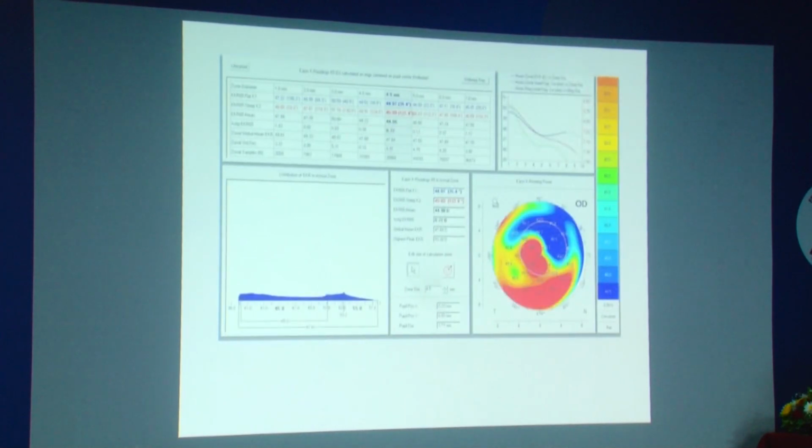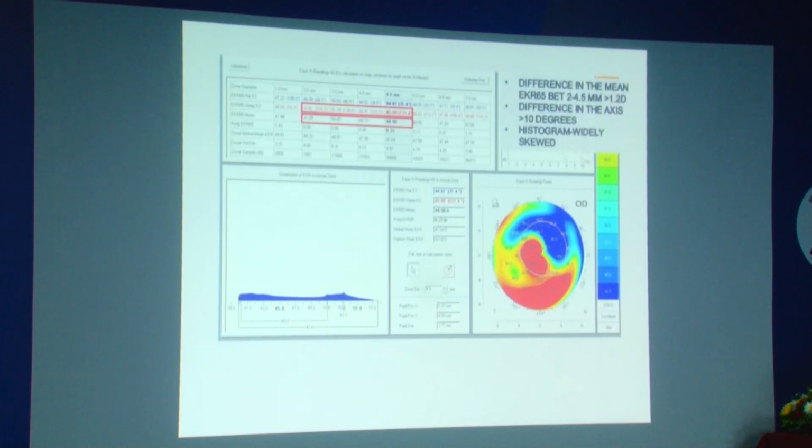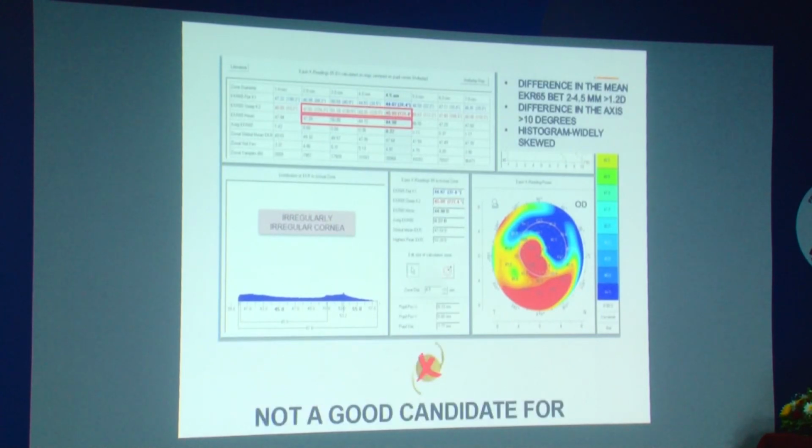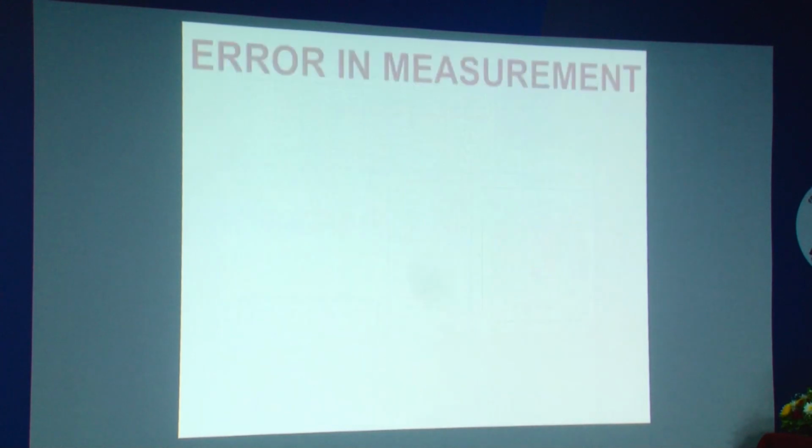So this shows that this patient has a regularly irregular cornea, and therefore he's a good candidate for a toric IOL. On the other hand, if you see this EKR 65 map, you see the amount of difference in the mean EKR 65 reading between 2 to 4.5 millimeters. That's more than 1.2. The difference in the axis is more than 10 degrees. And if you see the skewing over here, it is skewed over a very, very wide zone. And therefore, this histogram map clearly shows that this patient is not a good candidate for a toric IOL, and one shouldn't take him up for a toric IOL as far as possible.